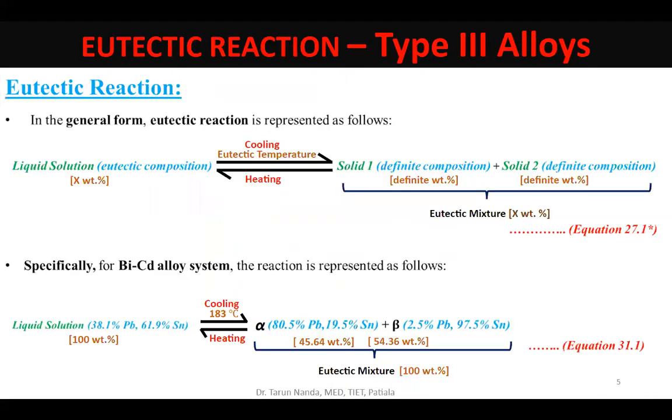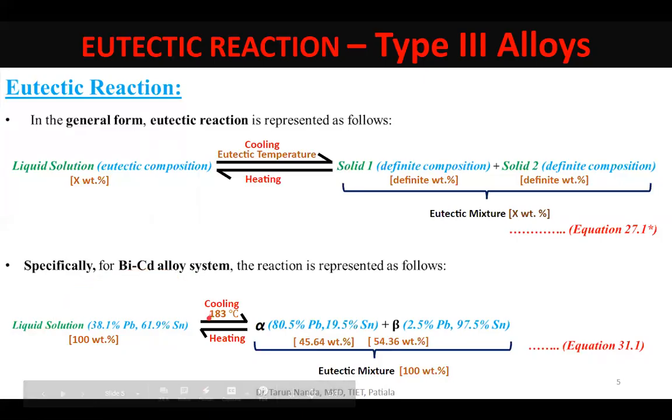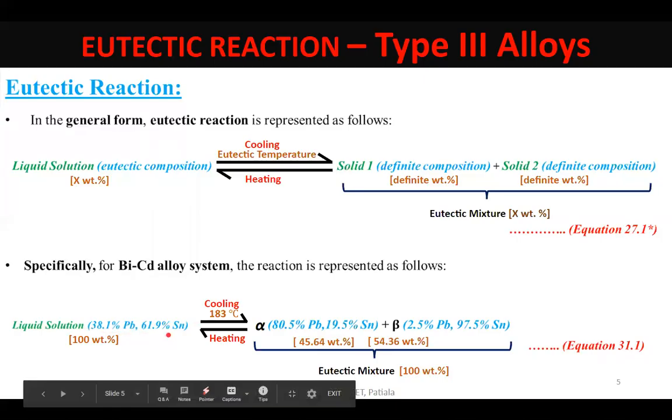Okay, then students, this is a eutectic system. Type 3 are also eutectic systems, and let's specifically now see how the eutectic reaction takes place in this lead tin alloy. So in lead tin alloy, as you are cooling the alloy, and when you reach the eutectic temperature, which in case of lead tin alloys is 183 degrees centigrade, liquid solution of eutectic composition will definitely be present.